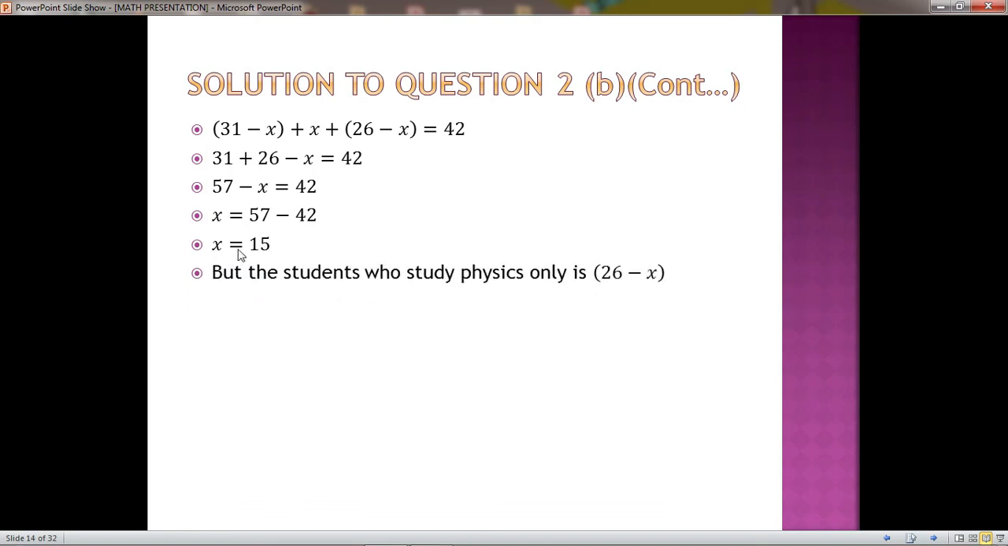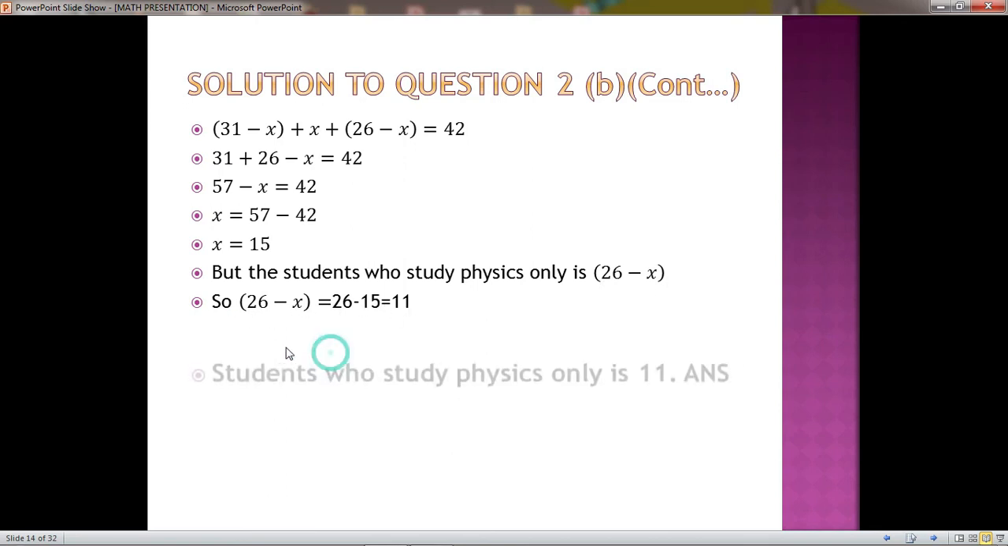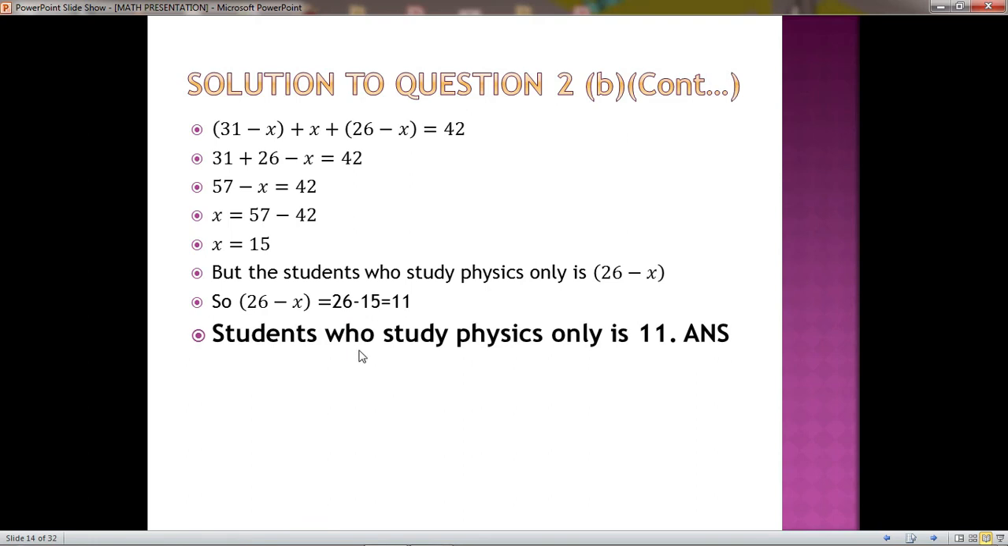So this is the total number of students who study both physics and history, but we are required to find the number of students who study physics only. The number of students who study physics is 26. For physics only, we need to take 26 minus x. So 26 minus x is 26 minus 15, which is 11. So the number of students who study physics only is 11. That's how simple it is to solve that question.